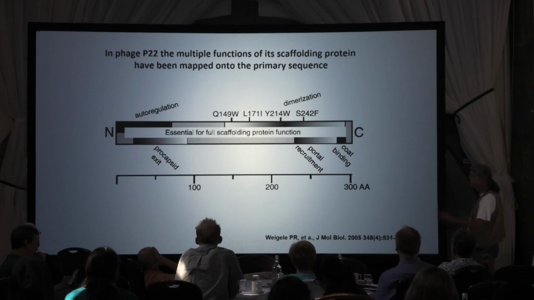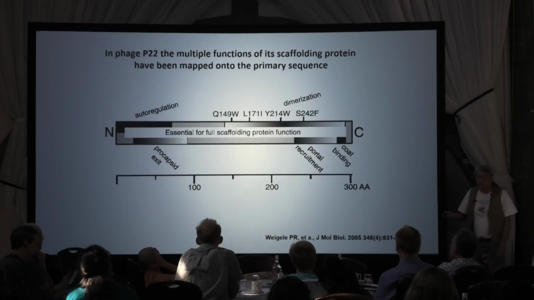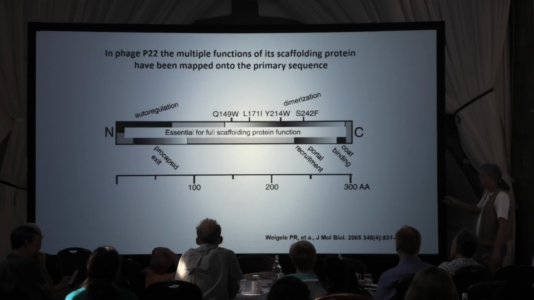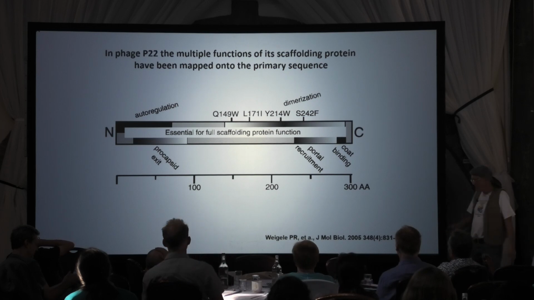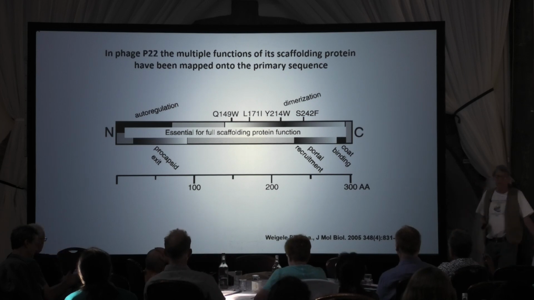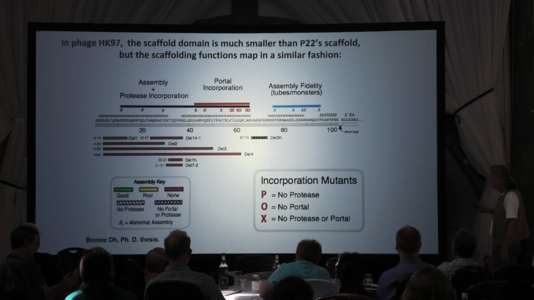So in P22, which people have been talking about, the genetic analysis, and this is from a rather old paper, has shown that the functions are distributed along the length of the protein. And so you have some functions mapping to the N-terminus, and portal recruitment and coat binding mapping to the C-terminus. And in many ways, the HK97 scaffold protein has some similar properties.